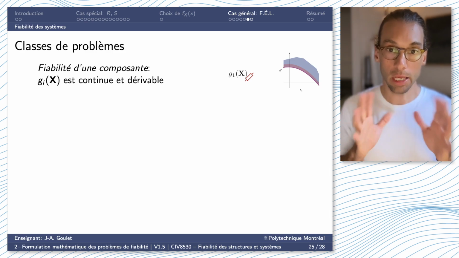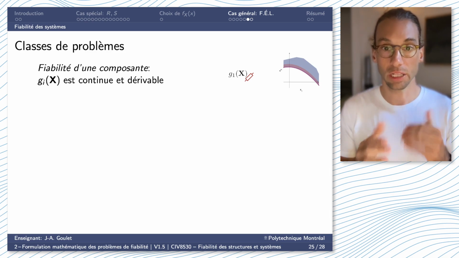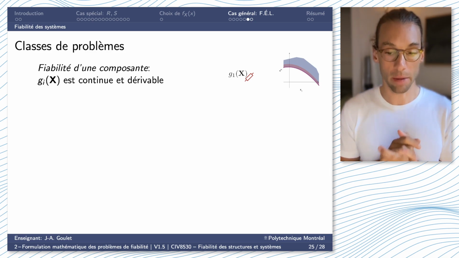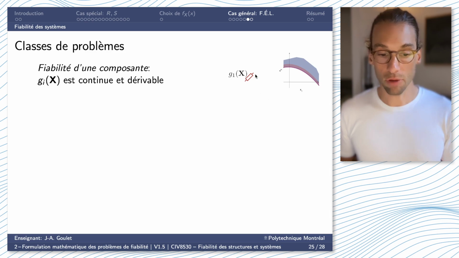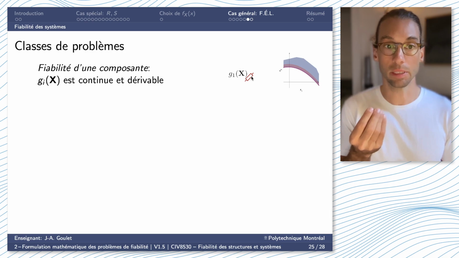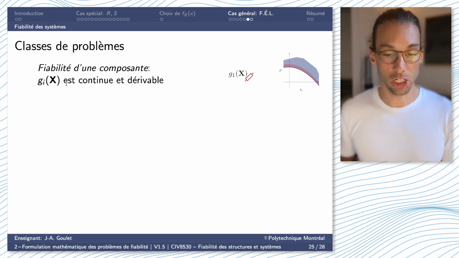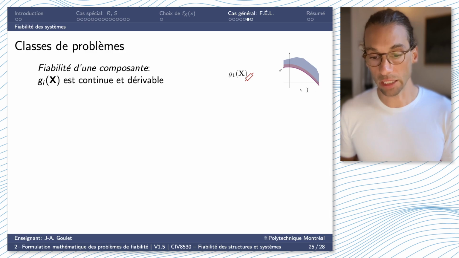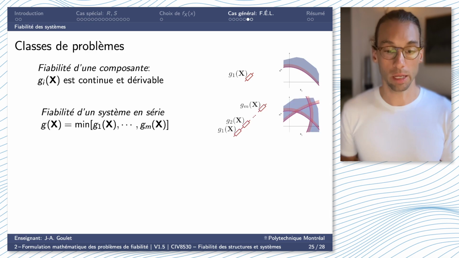Now, if we take an overview of different classes of problems for either component reliability or system reliability, we're going to say that if we have a single component, we want to formulate its limit state function. We're going to define g of x, a function that's going to be continuous and differentiable. Okay, so it would represent something like this. If we have x1, x2, we're going to have here the limit state surface and the limit state function that represent both the survival and the failure domain.